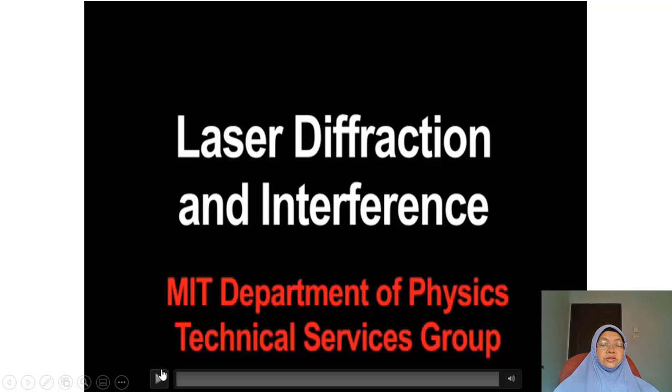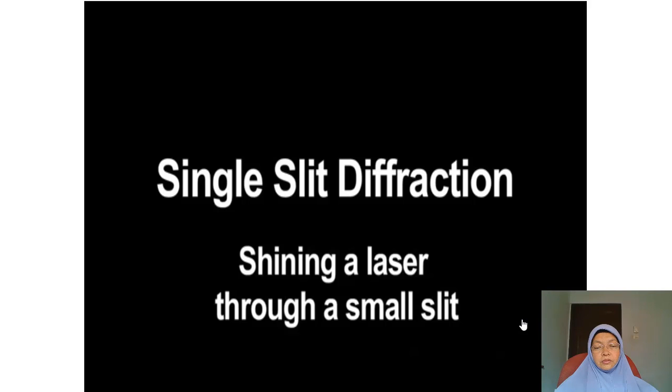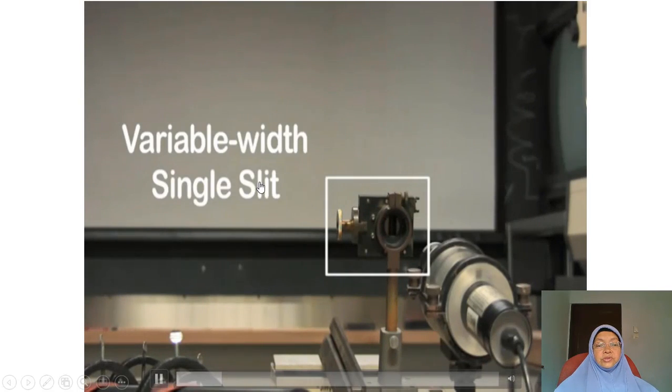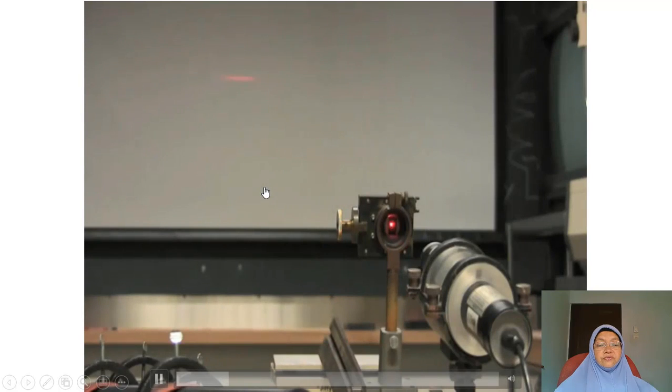This is the video to show the result of the experiment. We use single slit diffraction. This is a red laser. We use the single slit, which can vary the width of the slit. This is the laser pointer, and this is the diffracted wave that we can see on the screen.